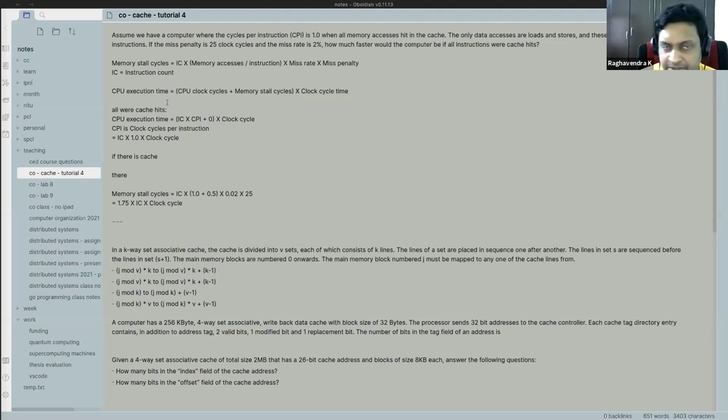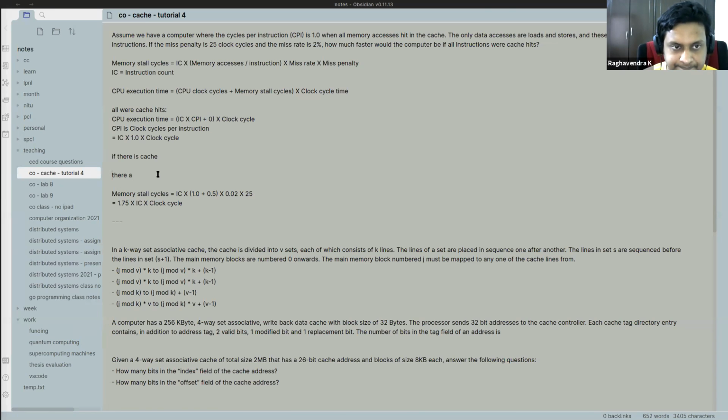Yeah, just answer if the first one is clear. If the first one is not clear, maybe we can go over it again. Forget about with the cache. We are just talking about without cache. Okay, so with cache is clear for most of you. So these are just straightforward formulas. Okay, so if there is cache, right?